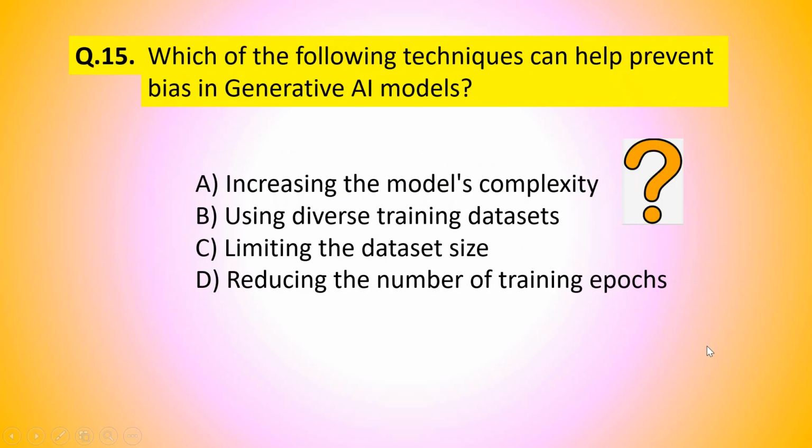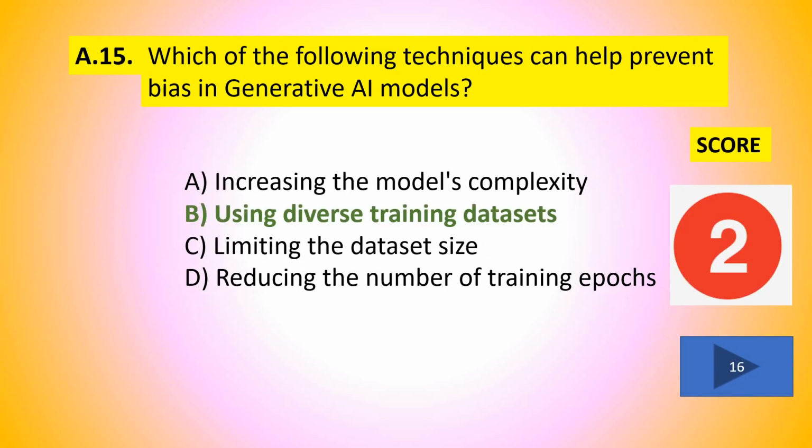Now comes question number 15. Which of the following techniques can help prevent bias in generative AI models? Increasing the model's complexity, using diverse training datasets, limiting the dataset size, reducing the number of training epochs. The answer is using diverse training datasets.